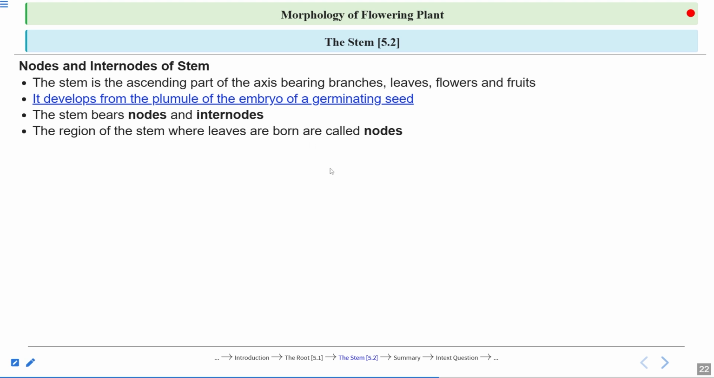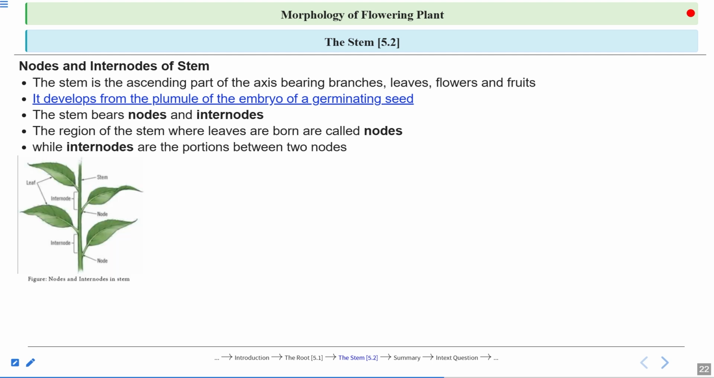So wherever you see at the stem part, there is one ring-like structure. At that particular point only the leaves are attached. So that part is called the nodal region or the nodes. In between the two nodes, what is present? Internodes, right? You will never find the leaves attached to the internode. The leaves are always attached to the nodal region. So here you can see this is the leaf, this is another leaf. In between the two leaves, there is an internode. Here also you see the internode.